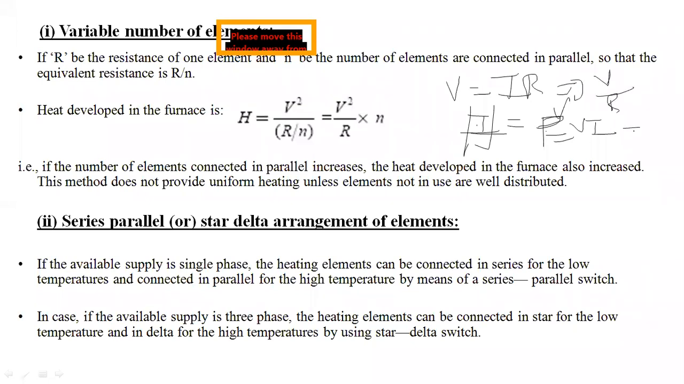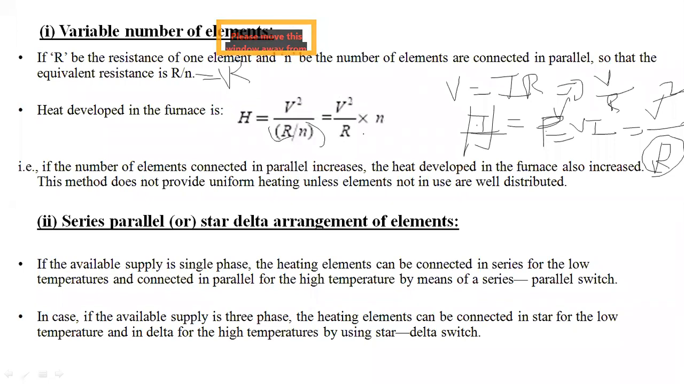By placing here, we are going to have V square by R. Here, this R indicates the equivalent resistance of the elements which are connected in parallel in that furnace. So this R is nothing but the equivalent resistance which was calculated as R by N. That is what we have placed here. So by modification, we have rewritten the formula as V square by R into small n.